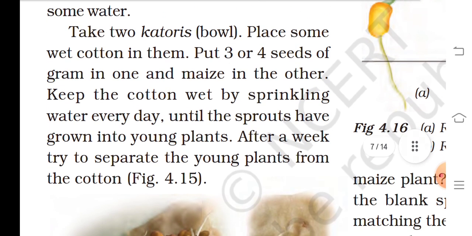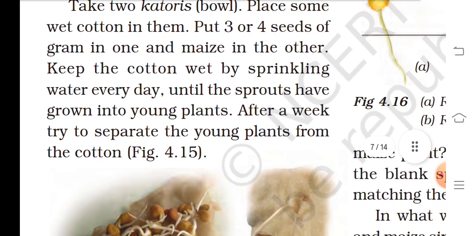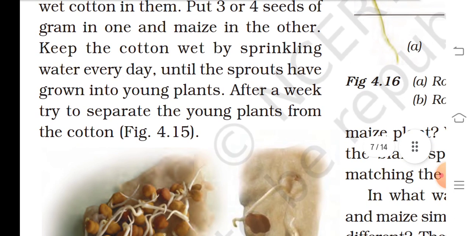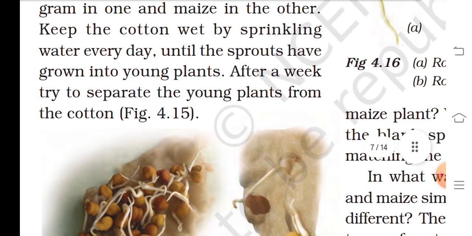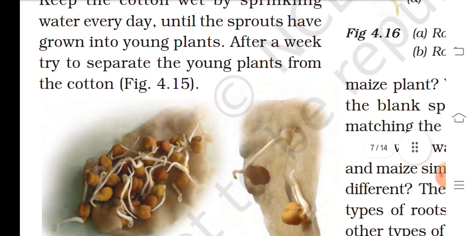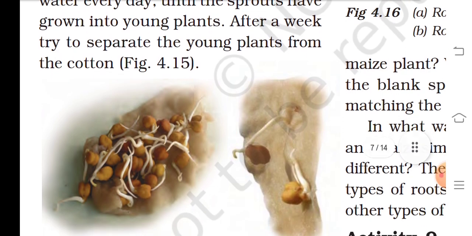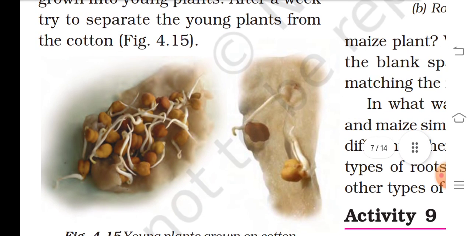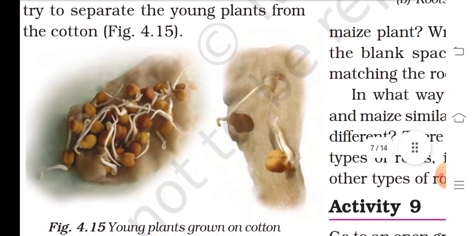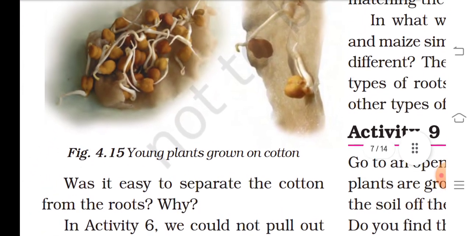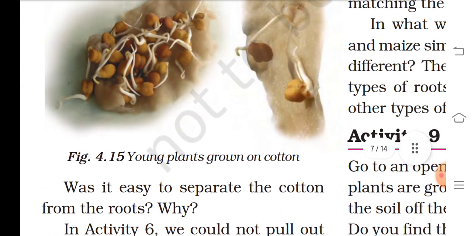Take two katoris and place some wet cotton in them. Put 3 or 4 seeds of gram in one and maize in the other. Keep the cotton wet by sprinkling water every day until the sprouts have grown into young plants. After a week, try to separate the young plants from the cotton.